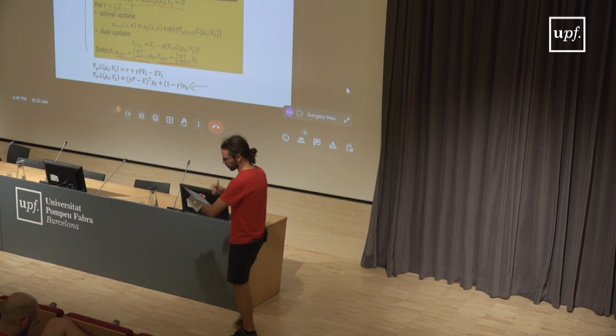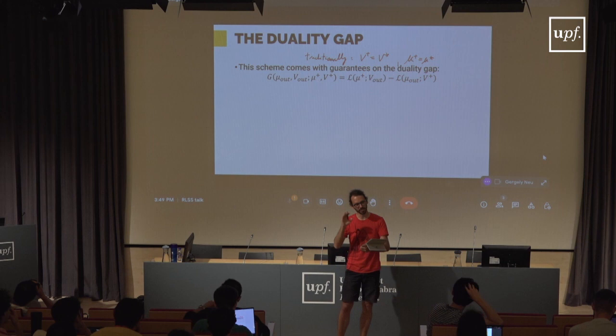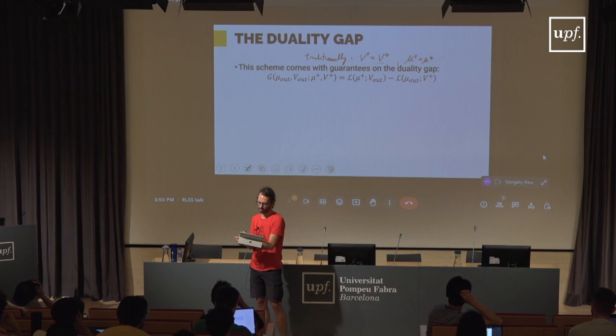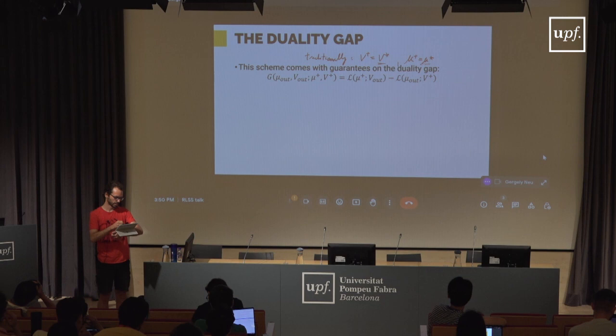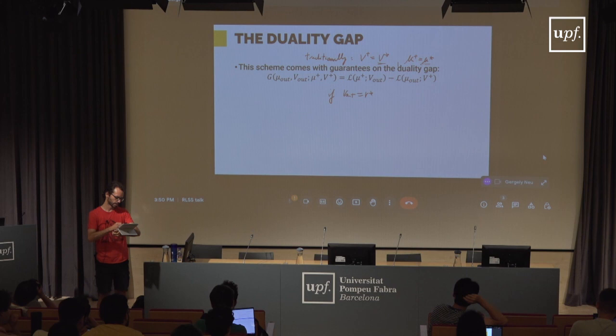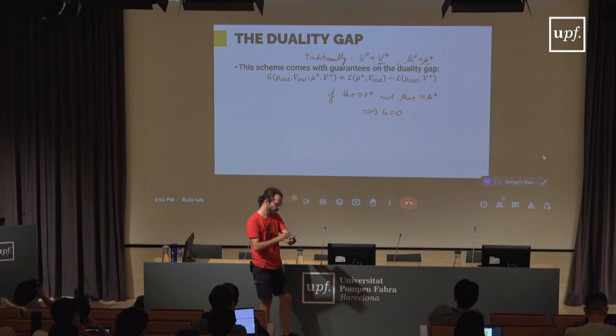All right, so these are the solutions that we output, this mu out and v out, and the way to evaluate them is in terms of the duality gap. Like I said, the duality gap is traditionally defined with respect to v star and mu star. And this is something that measures how far I am from the set of points. So it's easy to see that if the output v out is v star and the output mu is mu star, then the duality gap, the traditional definition thereof, is zero, right? So in this sense, it measures how far I am from the saddle point.